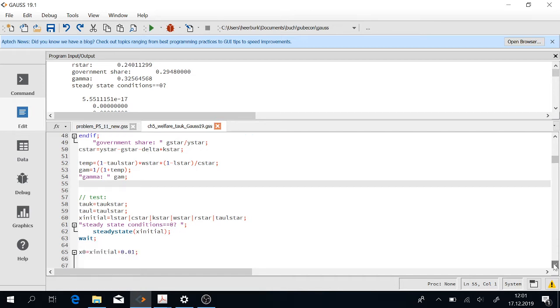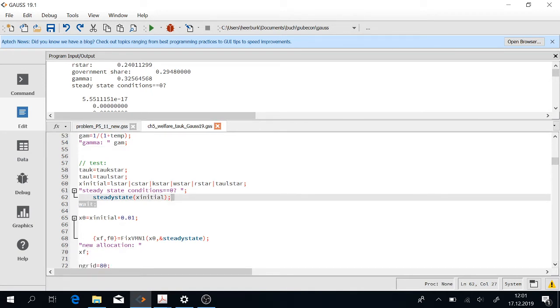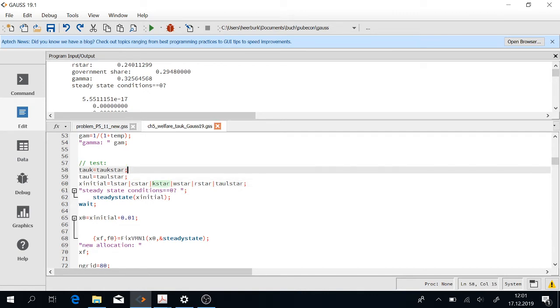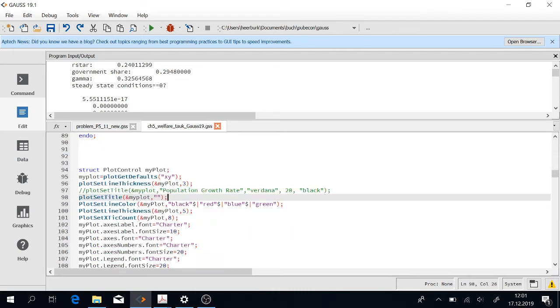And now next we test our procedure steady state, where we compute the steady state variables for endogenous variables L, C, K, W, R, and tau L for given value tau K. So let us skip down to the steady state procedure.